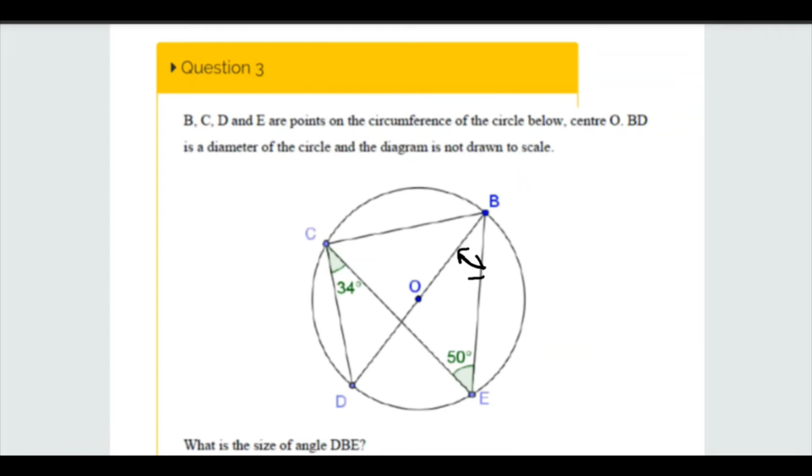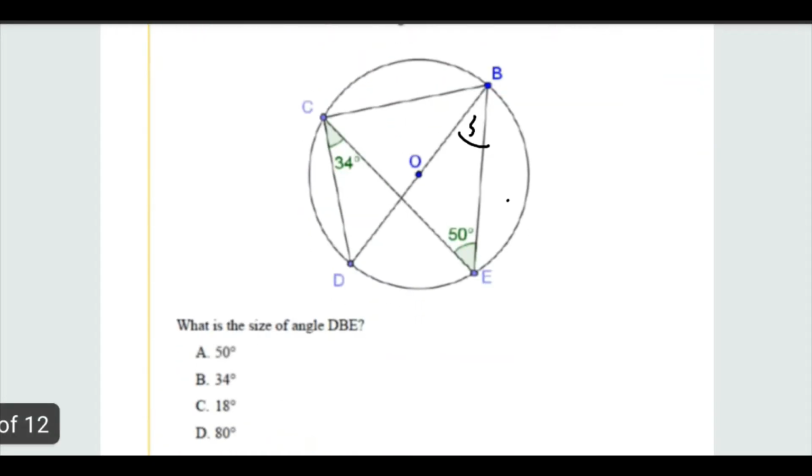So let's see what we can do to find that angle. From looking at the diagram, you can see we can use a theorem that says angles in the same segment are equal, because we have this angle here, DCE, that is in the same segment as DBE, the angle that we want to find. If you notice, they both end with DE, right? So that is how we know they are in the same segment. So if here is 34, here will also be 34. 34, which is B.